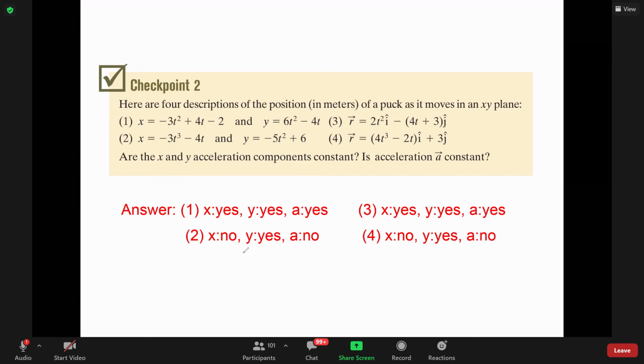Let's do number 2. Where is number 2? This is number 2. Let's derive the first time: x, minus 9t squared plus 4. Derive again: minus 18t. So ax has a t component. It's not constant. So the x component of acceleration is variable. Excellent. Everybody should get it.